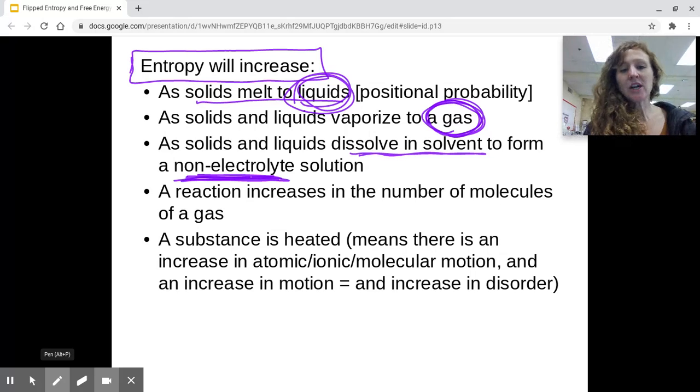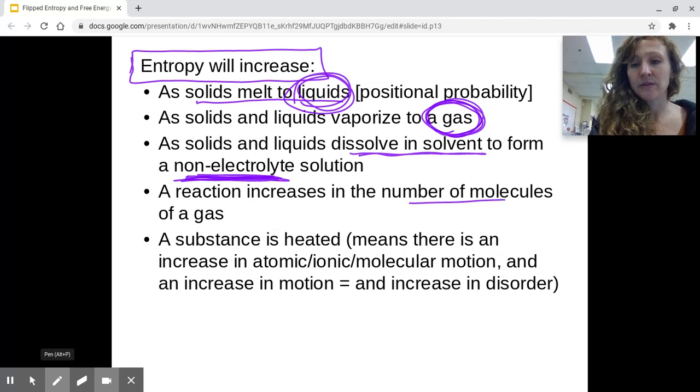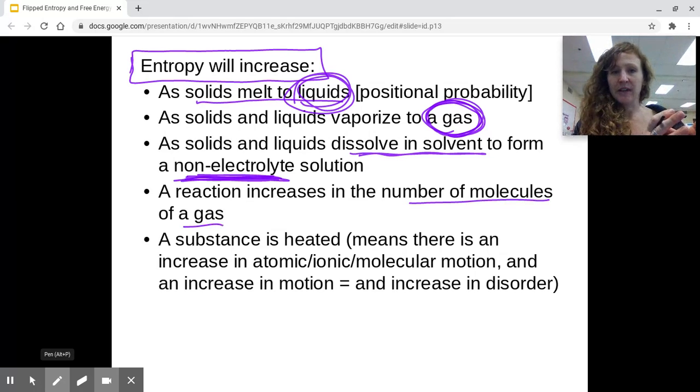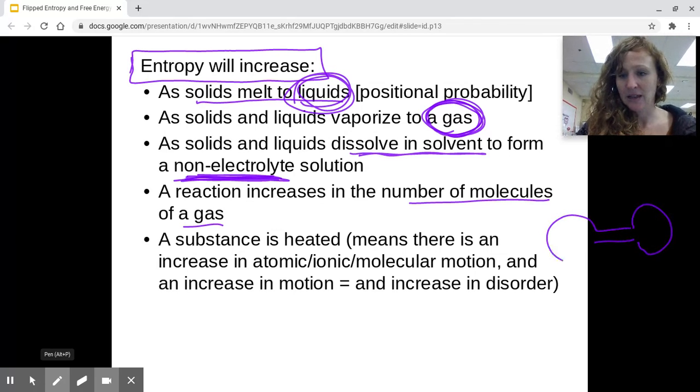Okay. A reaction that increases the number of molecules of gas. So if you go from 1 molecule of gas to 7 molecules of gas, think of it in terms of positional probability. Those 7 molecules now increase the possible positions that those gas molecules could be in. So they're going to increase the possible positions of disorder when compared to that 1 molecule. We kind of saw this. Think about those 2 molecules in our original system.